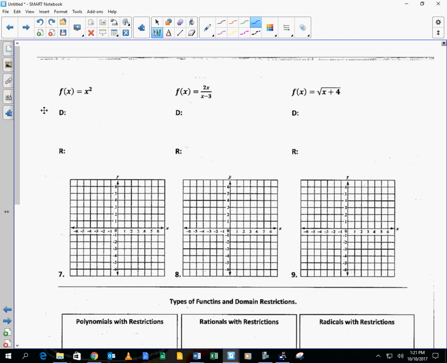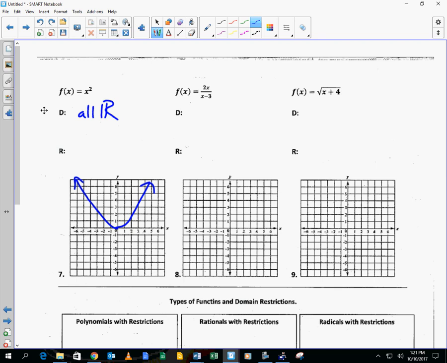When you're looking at domain, you're looking at the available inputs. So you're trying to think about, is there anything that you can't plug into x squared for x and get out a value? Like, can you plug in negative numbers? Can you plug in positive numbers? Can you plug in 0? Yeah, and if you think of the graph, it looks like this, and so you'd say that the domain is all real numbers. We'll forget about the range for this part. We're going to focus on domain right now.